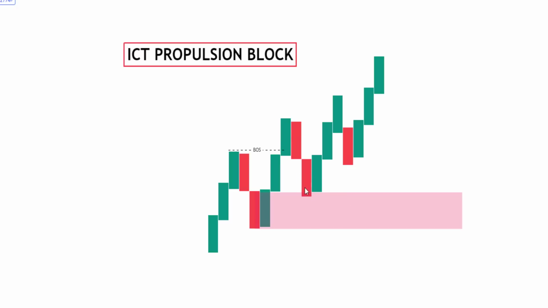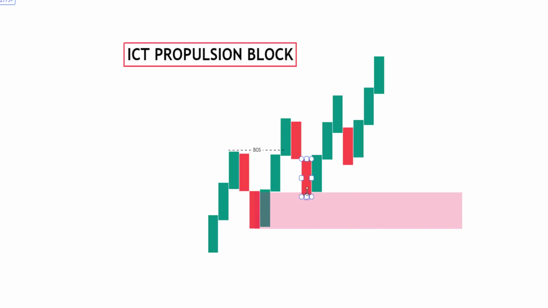At any point, if price comes back to retest it, we expect to see a sudden movement away from this level. So you're going to see this on the chart once I get to the chart. So this candle is what we call a propulsion block, this particular red candle that traded into this bullish order block right here. Okay, if I go to the chart, you're going to understand it better.